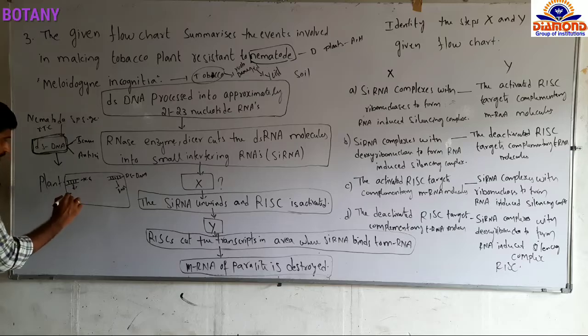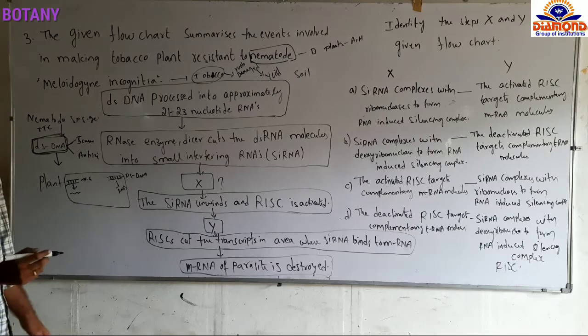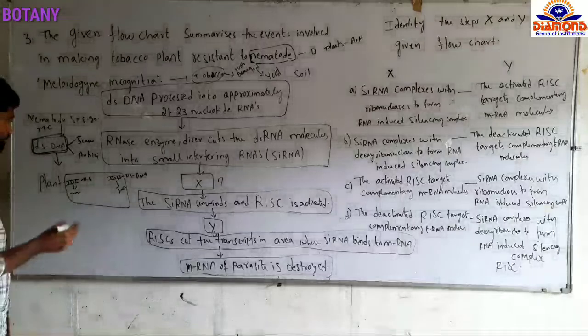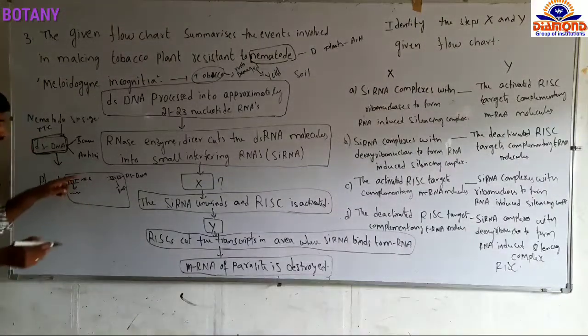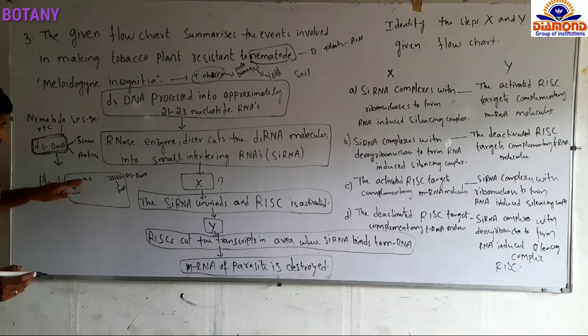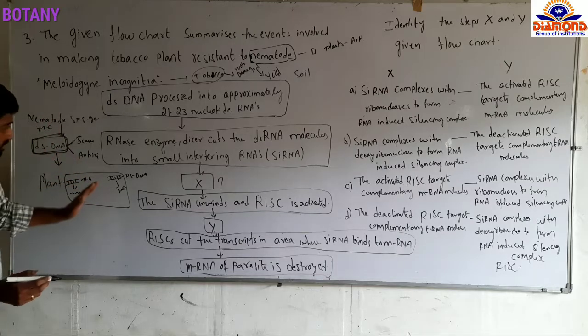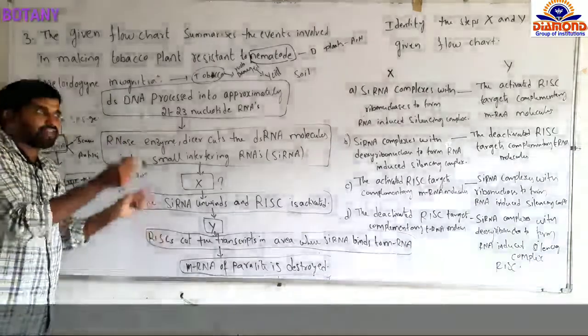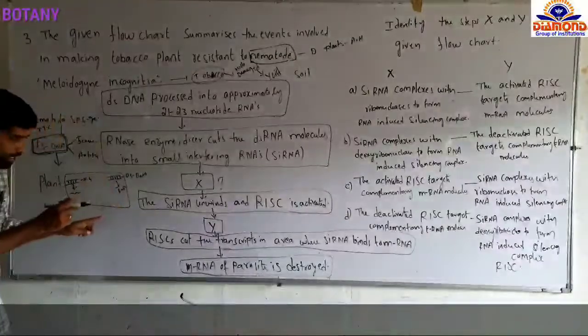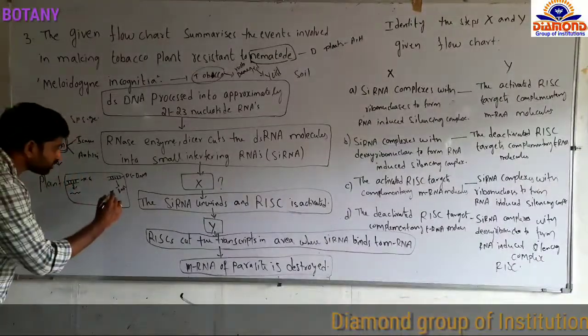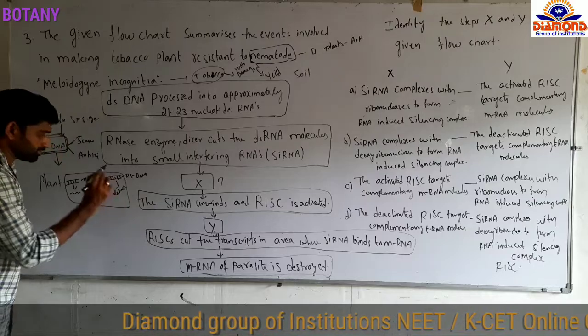So it can produce the mRNA by the process of transcription. Whenever these are the mRNA, it was developed from the nematode gene. At the same time, that nematode specific gene we are going to introduce into the plant cell is also produced into double-stranded RNA.